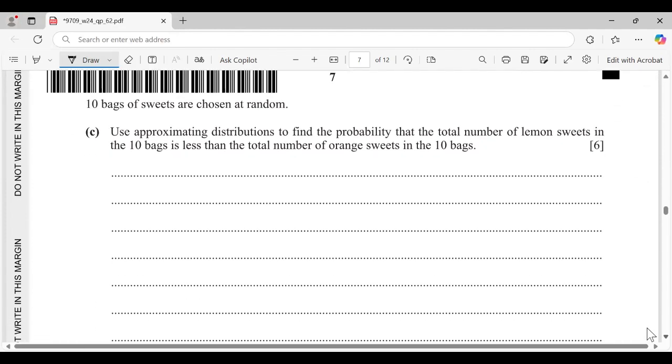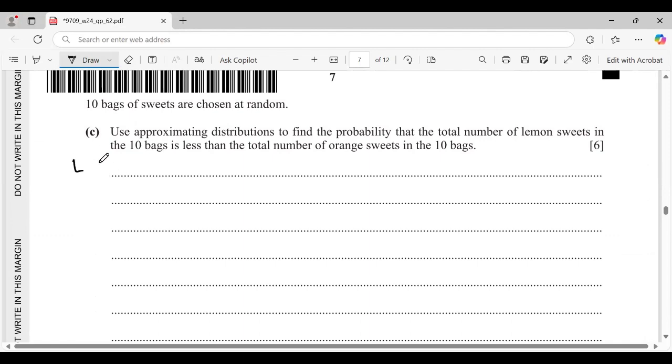Next question. 10 bags of sweets are chosen at random. Use an approximating distribution to find the probability that the total number of lemon sweets in the 10 bags is less than the total number of orange sweets in the 10 bags.